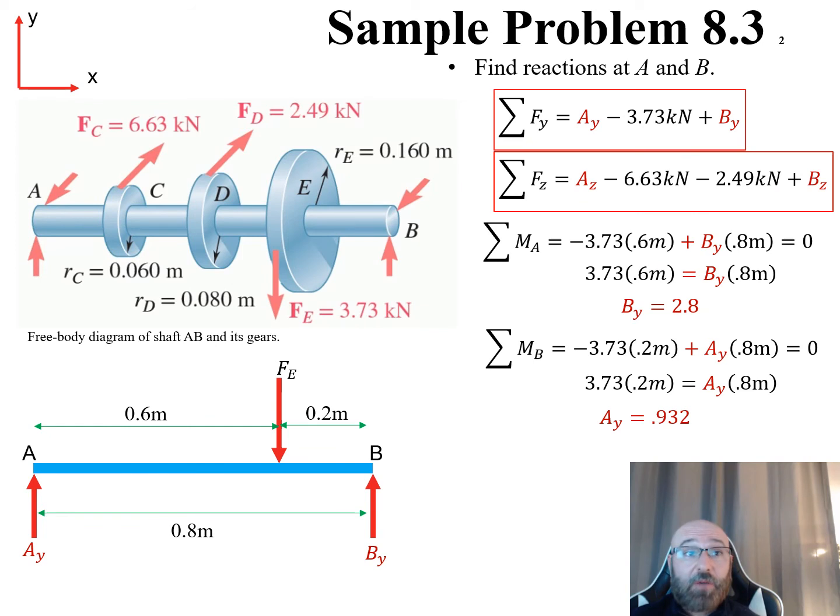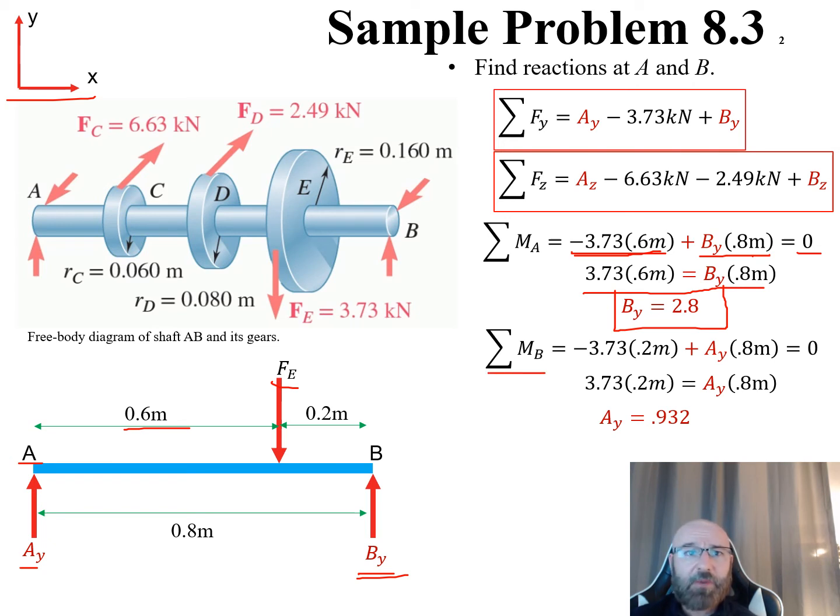As we continue to take a look at our moments, we draw out our free body diagram. I want to do this in my XY plane. Let's take my moments about A. If I'm taking my moments about A, my A sub Y is not going to contribute, but my FE and my BY are both going to contribute. So moments about A: my FE, which is negative 3.73, times my distance of 0.6 meters, plus BY times my 0.8 meters equals 0. One is going counterclockwise and this is going clockwise, therefore the sign convention. Rearranging, 3.73 times 0.6 meters is equal to BY times 0.8 meters, where my BY is then 2.8.